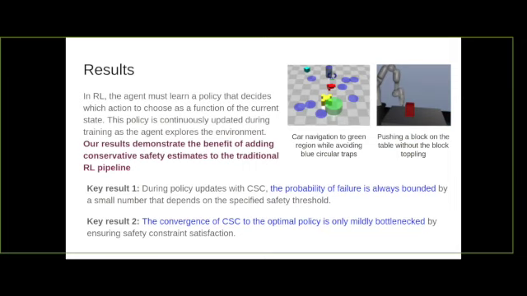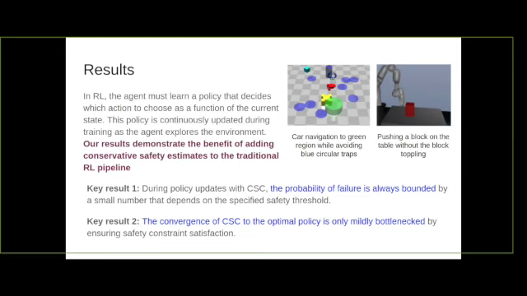And our results demonstrate that we add this additional safety bit to reinforcement learning, and yet we can achieve near optimal convergence corresponding to the unconstrained reinforcement learning problem. And at the same time, we show that the probability of failures is bounded, which traditional reinforcement learning fails to provide. Some additional examples that we consider in the paper are a car navigation by avoiding some traps in the environment and a robot arm that needs to push a block without the block toppling.